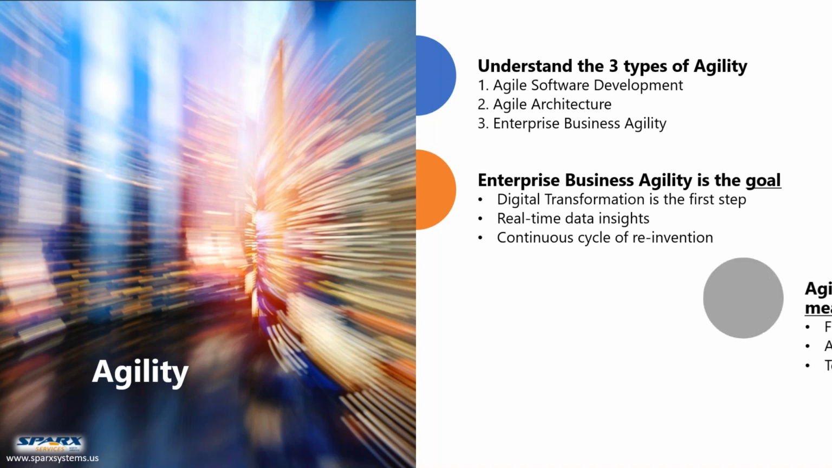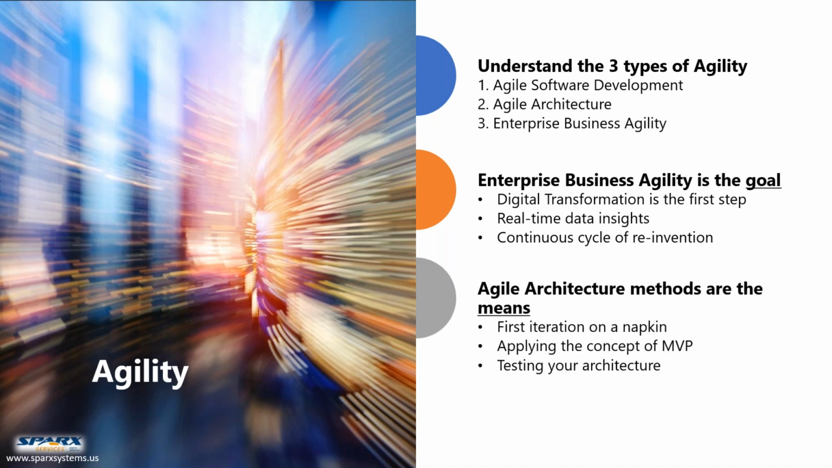So as architects, we need to look beyond the current digital transformation initiatives and help see where we are going, where this is leading, and help our leaders map out a path to the end goal, and that end goal is business agility. And agile architecture methods are really the means to help us get there.